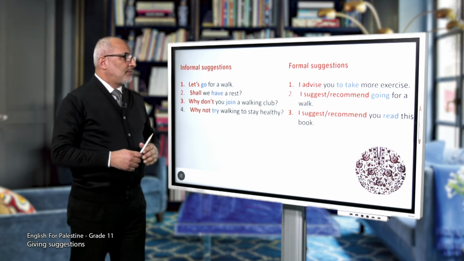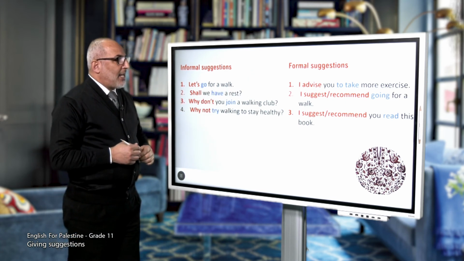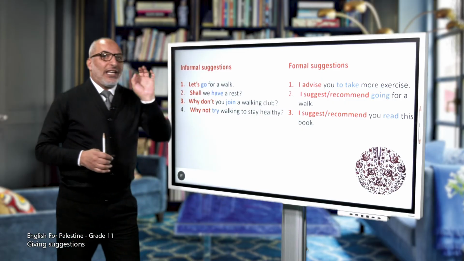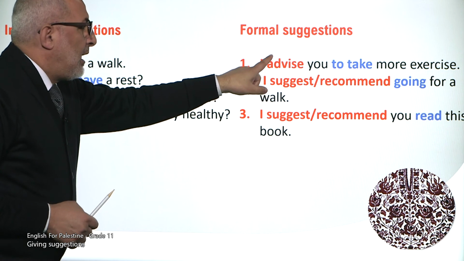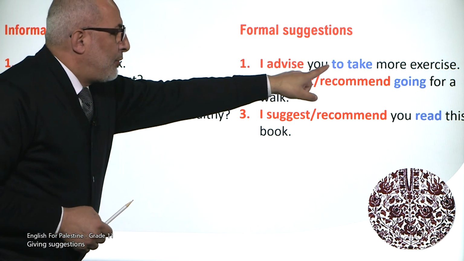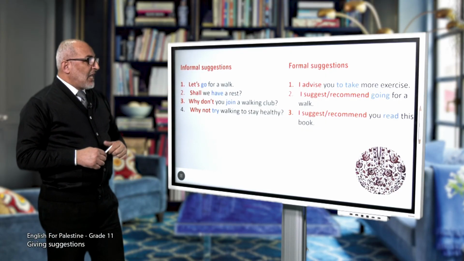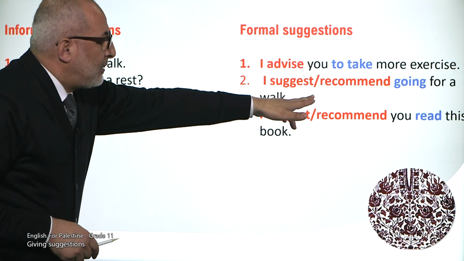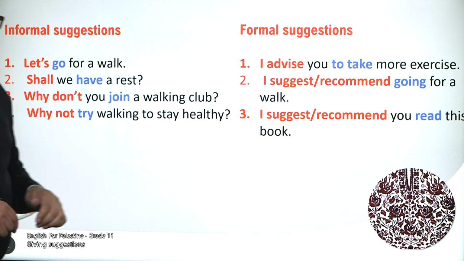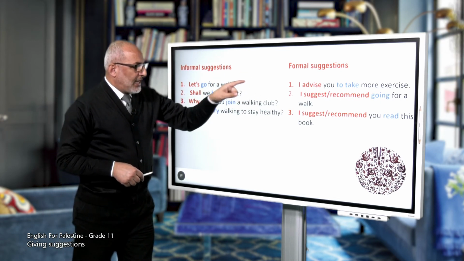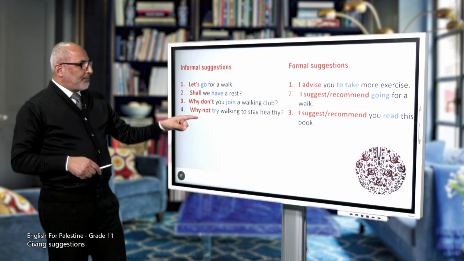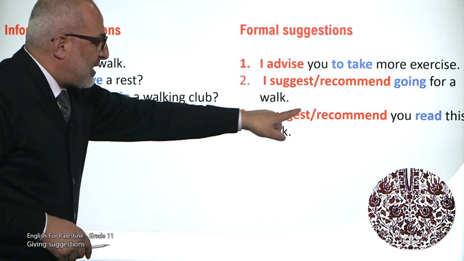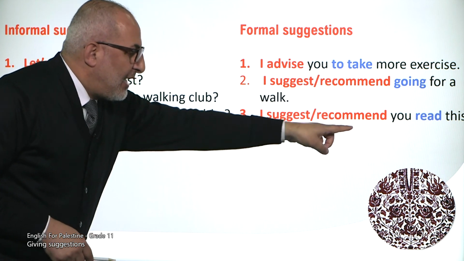These are formal. Number one, I advise you to take more exercise. Here we use the verb advise plus subject plus to infinitive. Be careful, because the verb advise is usually followed by to infinitive. Second one, I suggest or recommend, because suggest and recommend have the same meaning. Suggest or recommend followed directly by the ing form. I suggest going, I recommend going. And the third one, I suggest or recommend you read this book. So here, suggest and recommend are followed by subject and then the infinitive form of the verb.